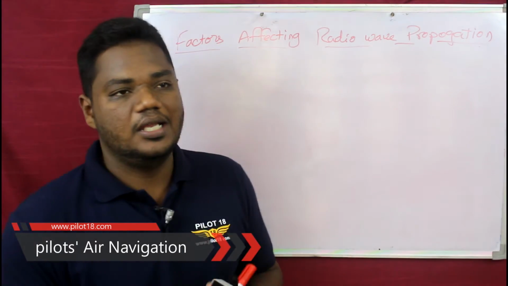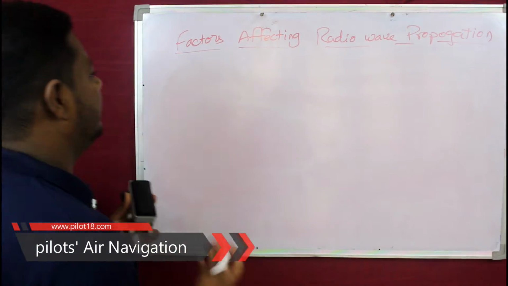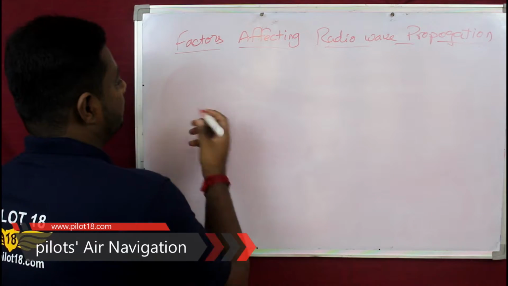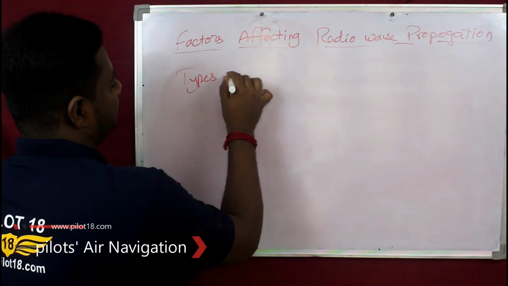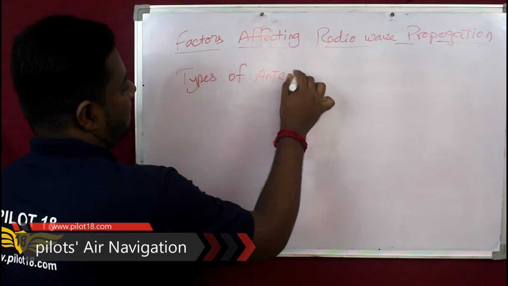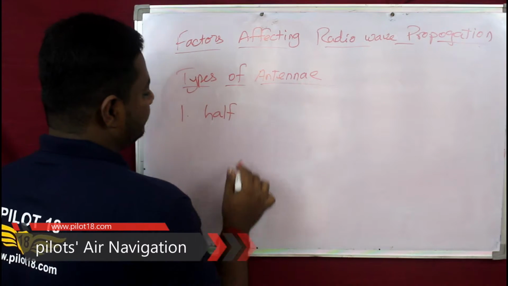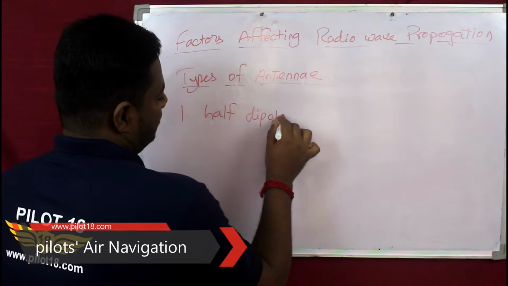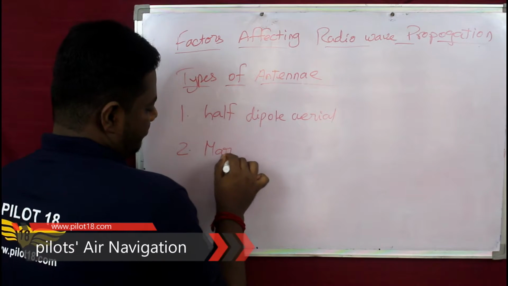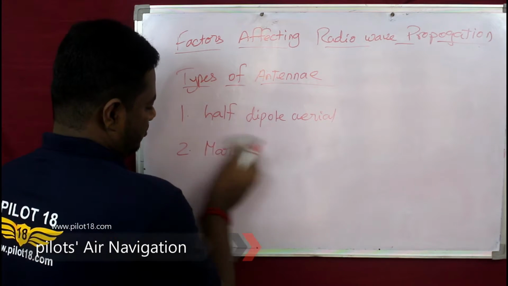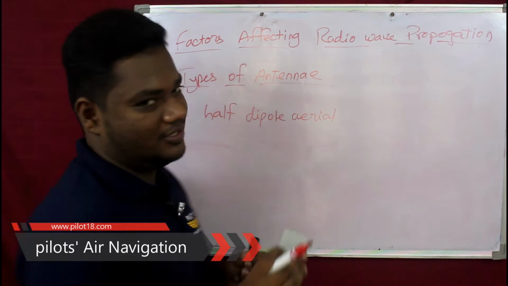So next we're going to see types of radio wave, right? What are all the types of waves there? No, before that let's see types of antenna. First one is half dipole aerial. Second one is Marconi. I don't remember what the second type was.